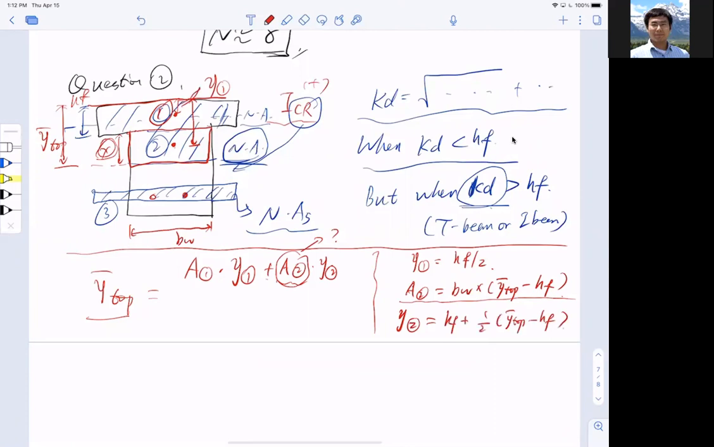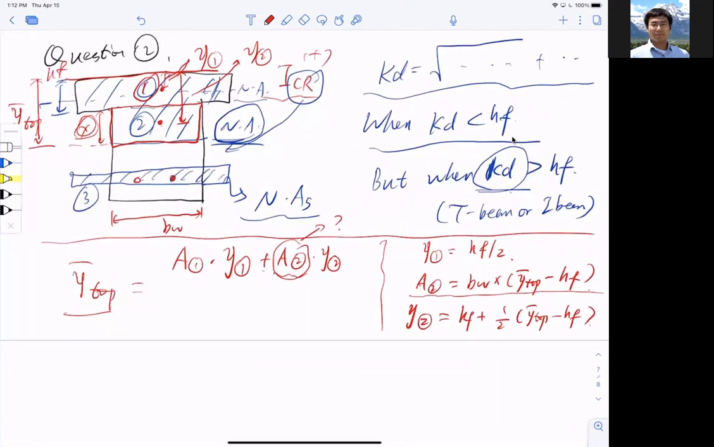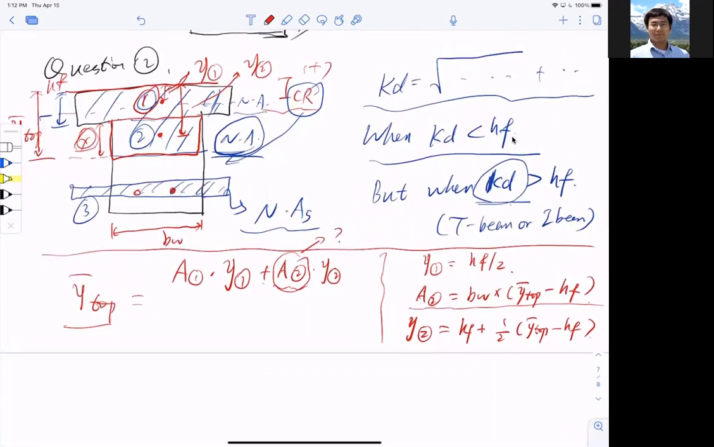So this is y1, this is y2. Sorry for my crazy drawing. So now that is that. Then divided by the total area. So this also has to get A3, Y3, and divided by A1 plus A2 plus A3.